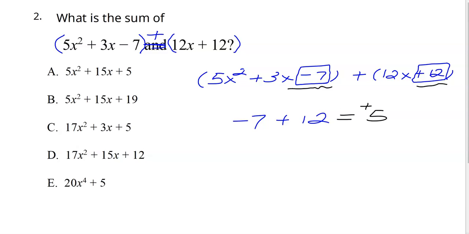What this tells me is that my answer has to contain a +5. It has to. So any answer choice that doesn't have a +5 in it, you can get rid of. So let's see, A has a +5 right there, so I keep it because I'm looking for this. B has a +19, I can get rid of it. B's gone.